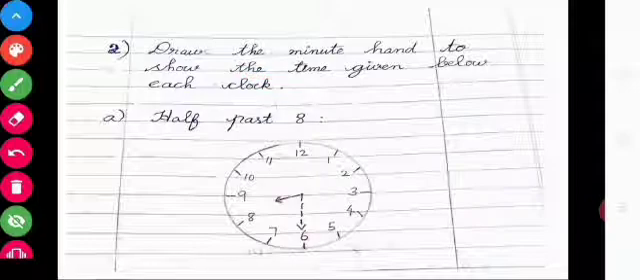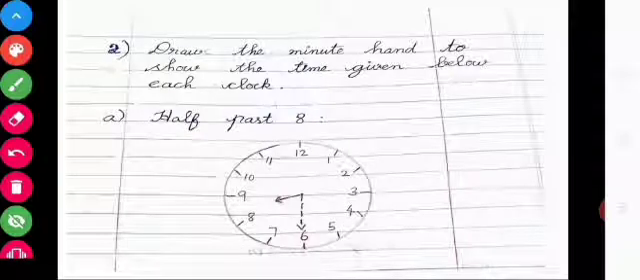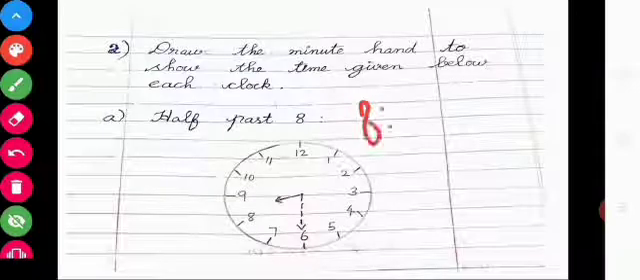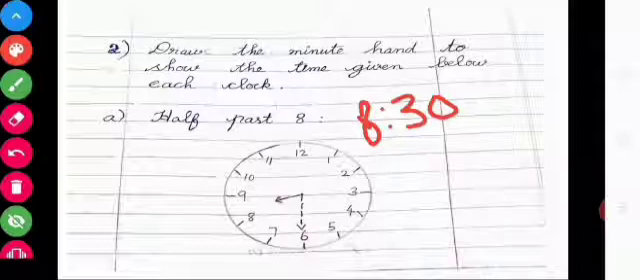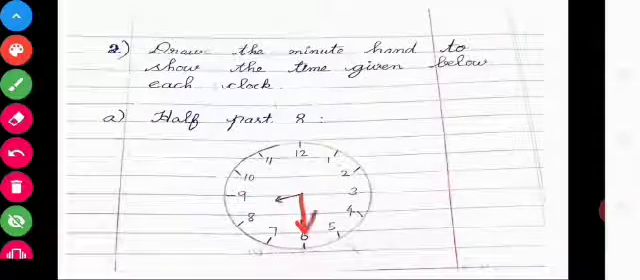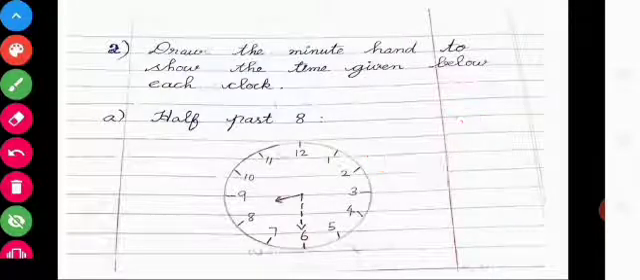What is given? 8:30. Half. It is 8:30. What is the time? 8 o'clock 30 minutes. So the short hand is between 8 and 9 and the long hand is at 6. It is at 30 minutes. So it is 8:30. What is the time? 8 o'clock 30 minutes.